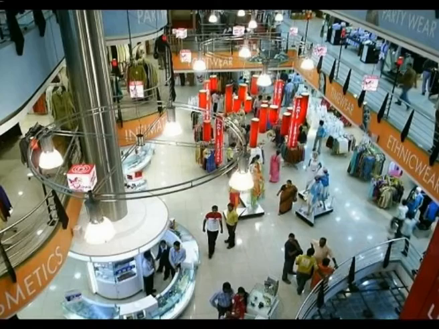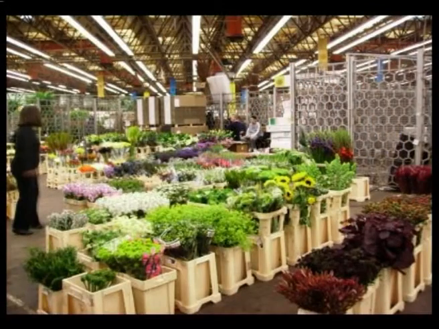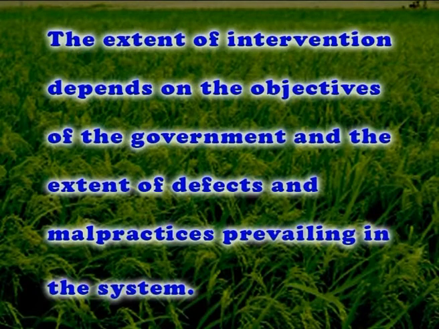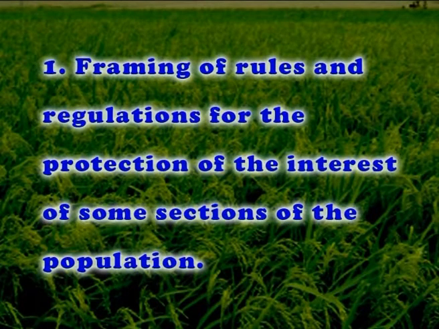Role of government in promoting agriculture marketing. In the interest of public welfare, the government intervenes in the marketing system. The extent of intervention depends on the objectives of the government and the extent of defects and malpractices prevailing in the system. Government intervention may be direct or indirect, and it may take any one or a combination of the following forms: framing of rules and regulations for the protection of the interest of some sections of the population.